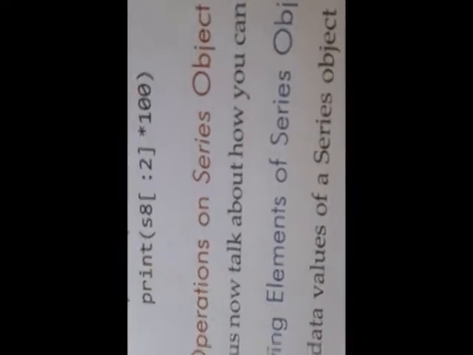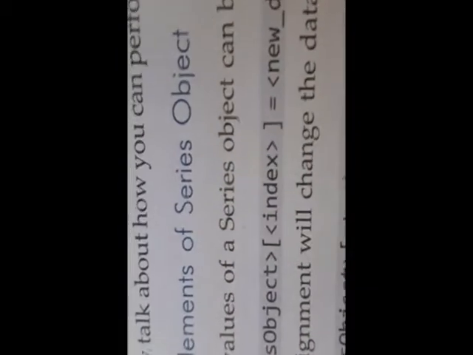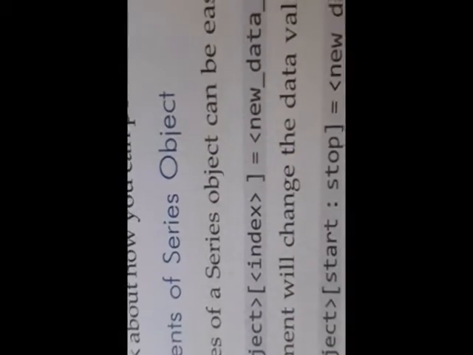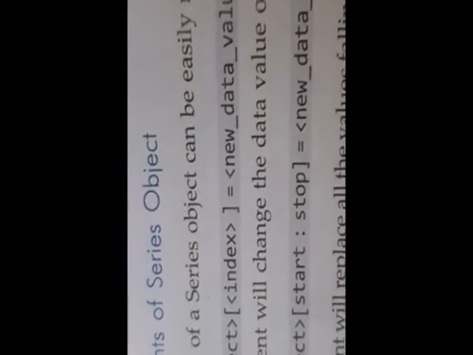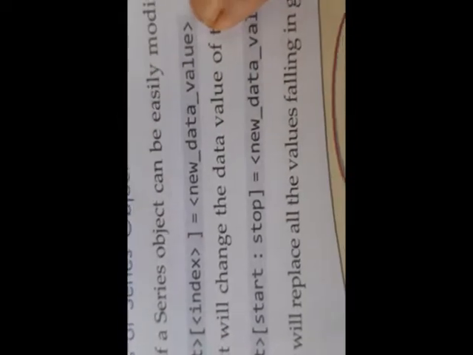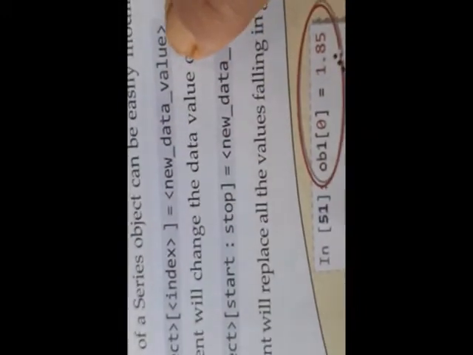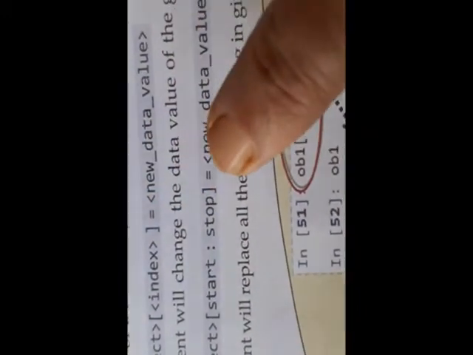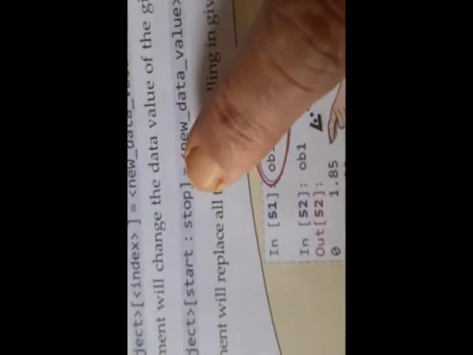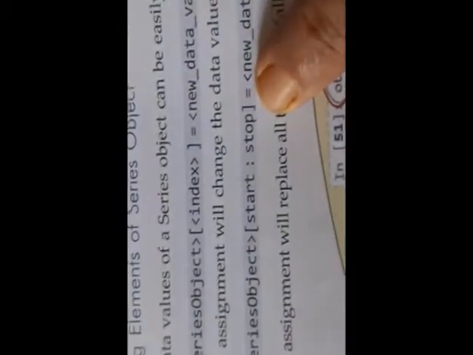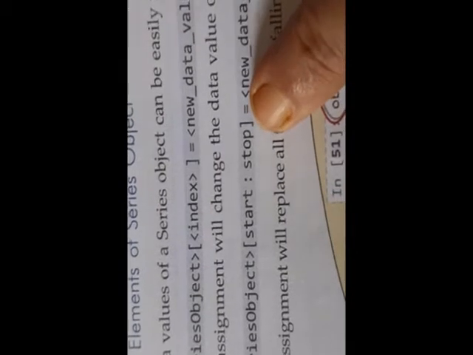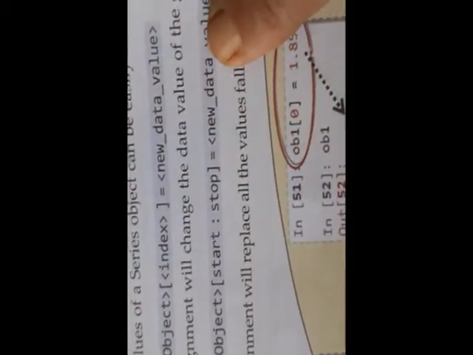Dear students, now operations on series object. First one is modifying elements of series objects. Syntax, very well you have to know. The series object's index number is going to get a new data value. Index is going to get the new data value. It can be simply one index number, or otherwise it could be like slicing, that is start to stop, and we'll get a new value.